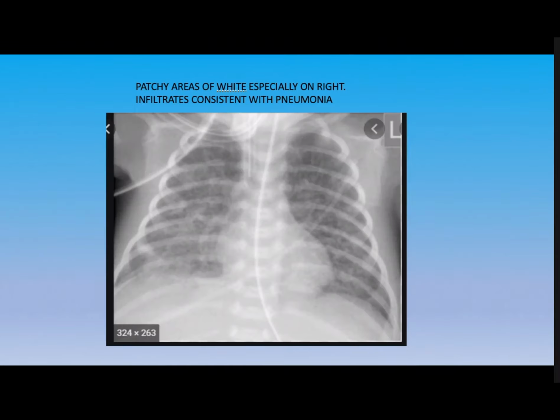You can see on the right side of the baby that there's some areas that are patchy. Those infiltrates are consistent with pneumonia. So this baby probably has pneumonia from infection. If the baby had a meconium aspiration, we would see these patchy infiltrates all over the lungs, and we would see them on both sides of the lungs. But here we just see it mostly on the right.